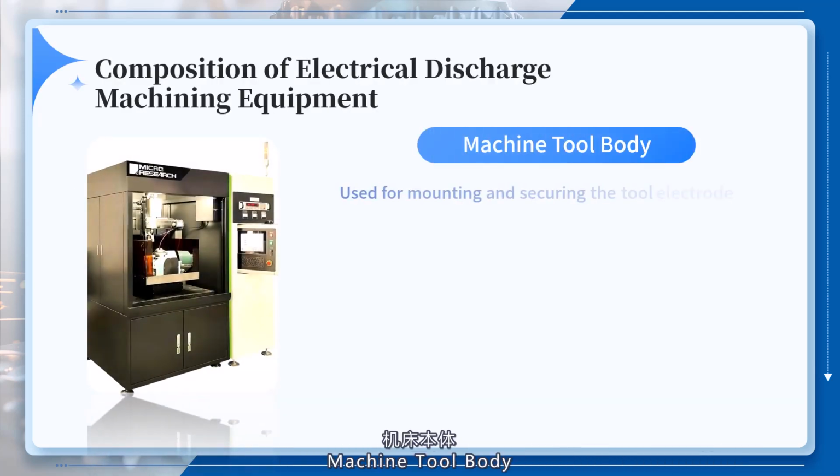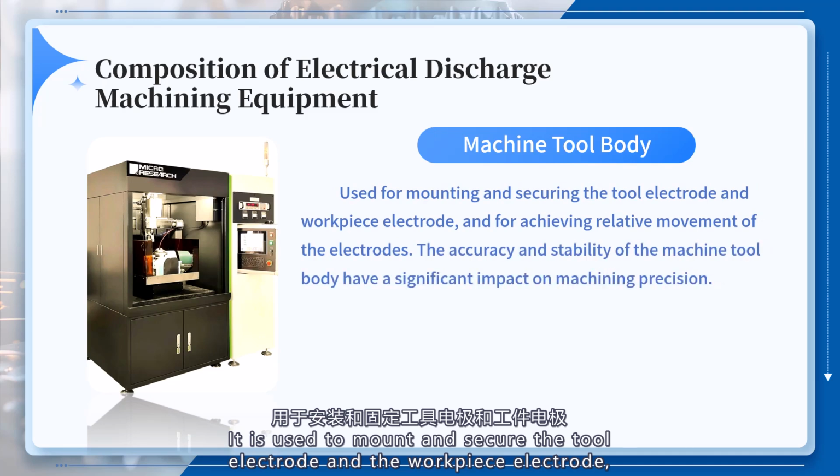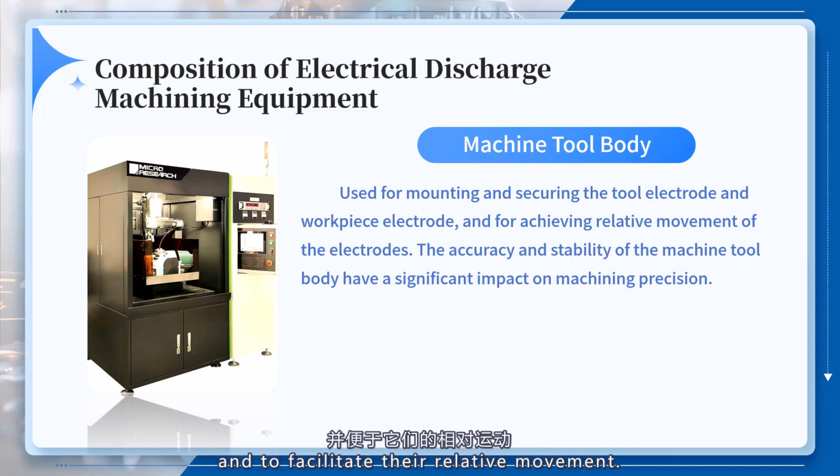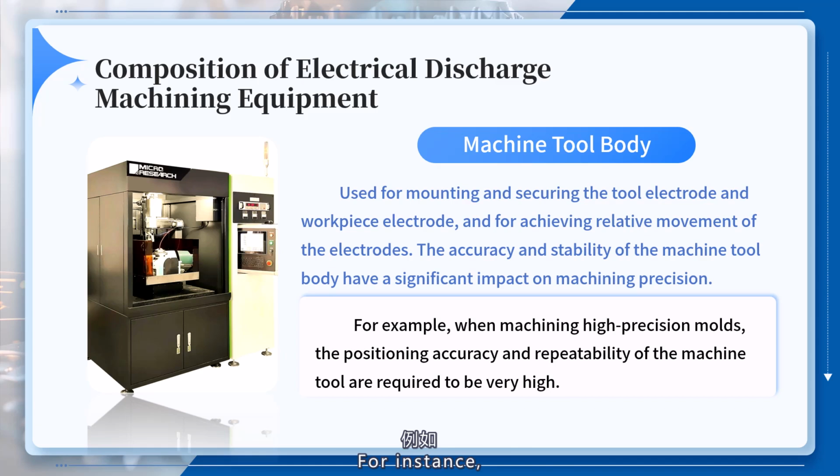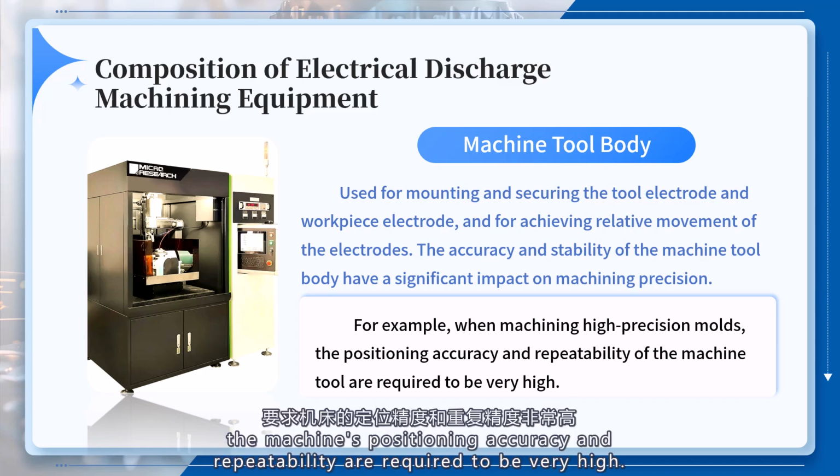Machine tool body. It is used to mount and secure the tool electrode and the workpiece electrode, and to facilitate their relative movement. The precision and stability of the machine tool body have a significant impact on machining accuracy. For instance, when machining high-precision molds, the machine's positioning accuracy and repeatability are required to be very high.